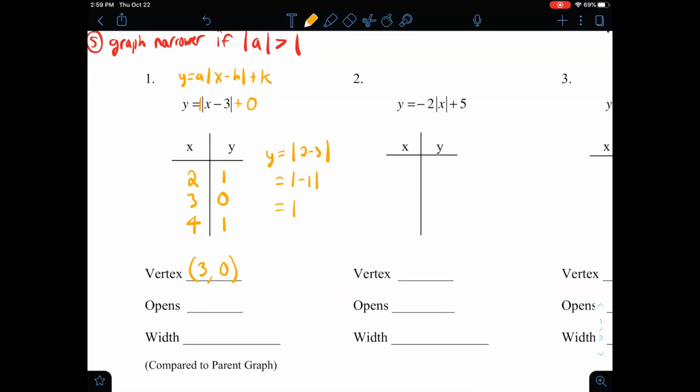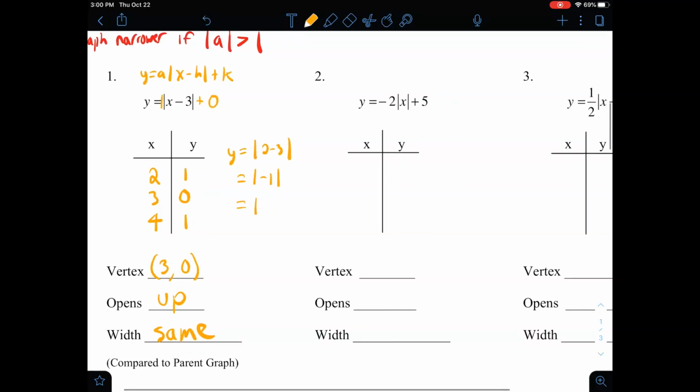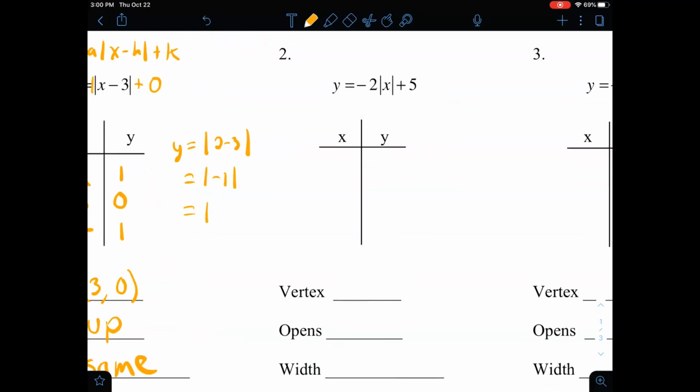All right, now, is this graph going to open up or open down? Is a positive or negative? It's positive, so it's going to open up. All right? Is the width compared to the parent graph going to be the same? Is it going to be wider or narrower? Well, a equals 1. A did not change, so that means that we're going to have it be the same, or normal, I guess. All right. Cool. There's an example.